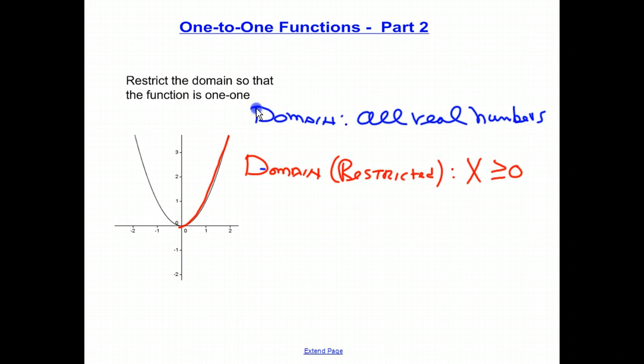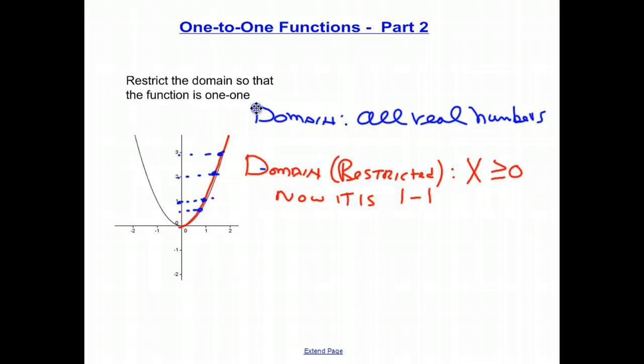Now, if I only look at that part of the graph, you will notice it passes the horizontal line test. If I were to draw any line through a y value of 1, it'll only intersect the red line in one spot. For every y, there's only one x. Okay? So therefore, by restricting the domain to be x greater than or equal to 0, this is a one-to-one function. So we can now say, now it is one-to-one.